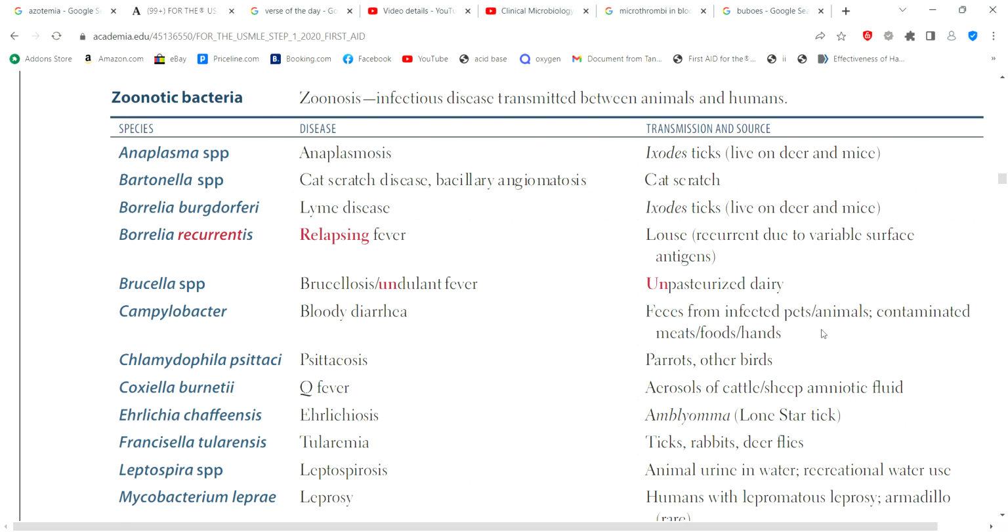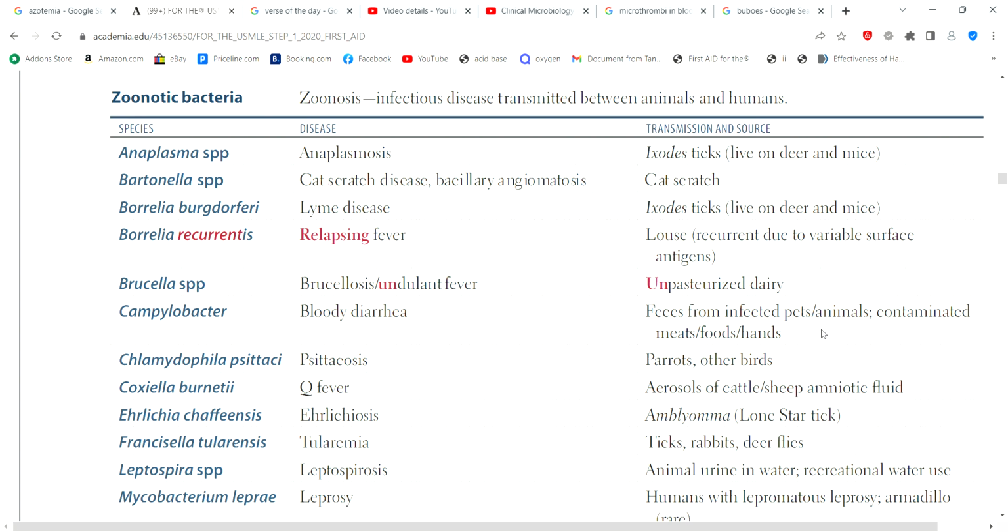Anaplasmosis. What is that? It's a disease caused by the bacterium Anaplasma. They have fever, headache, chills, muscle ache. Okay, so it's like a fever. Causes fever and muscle ache.